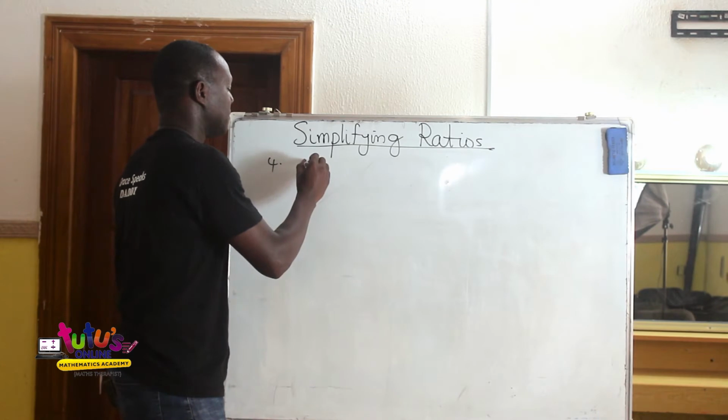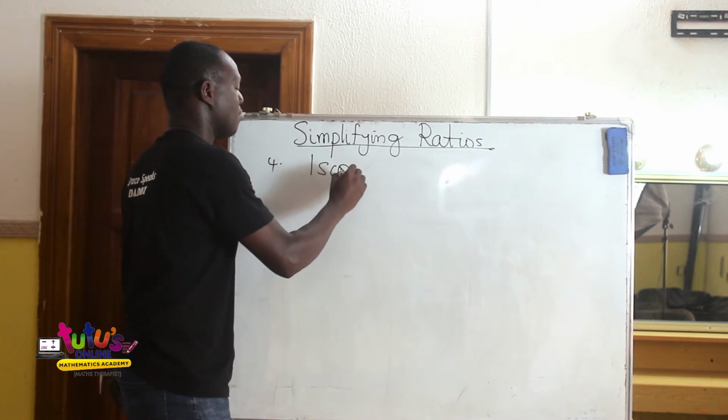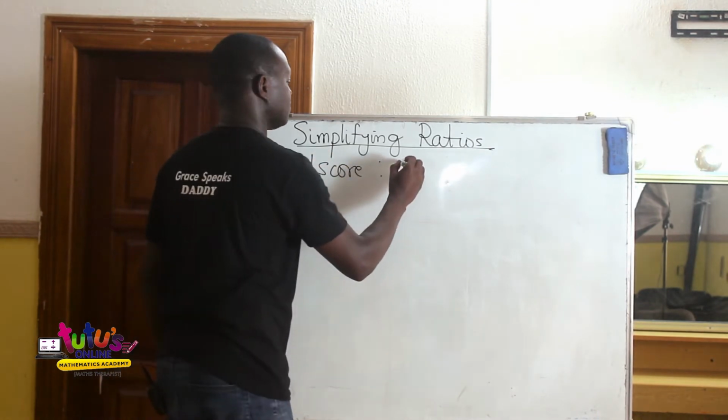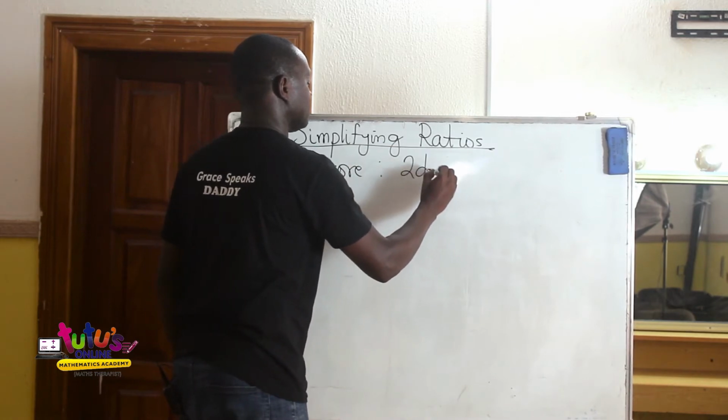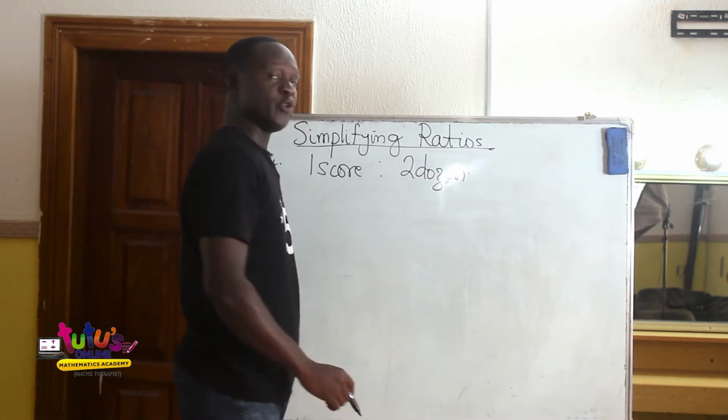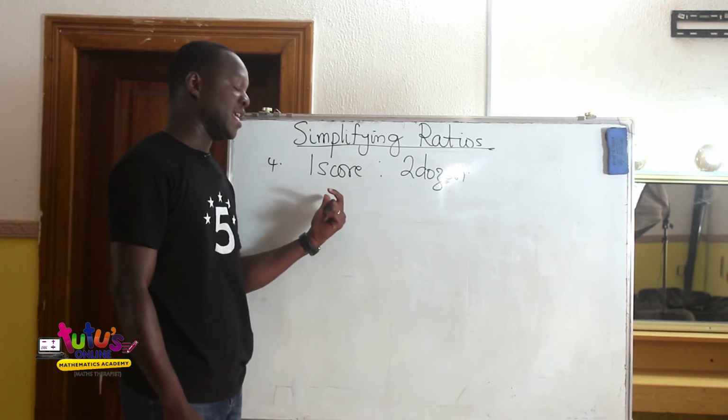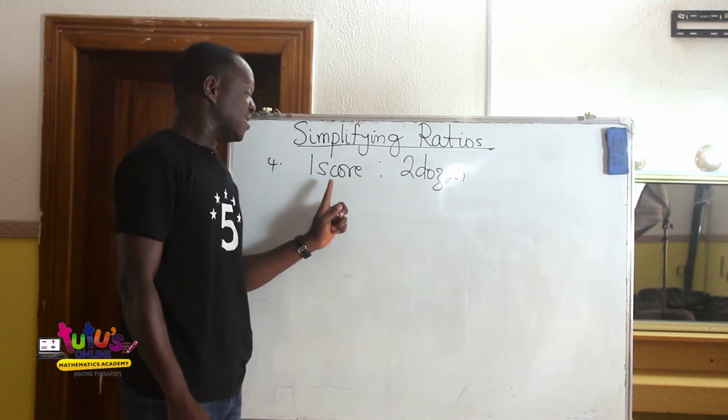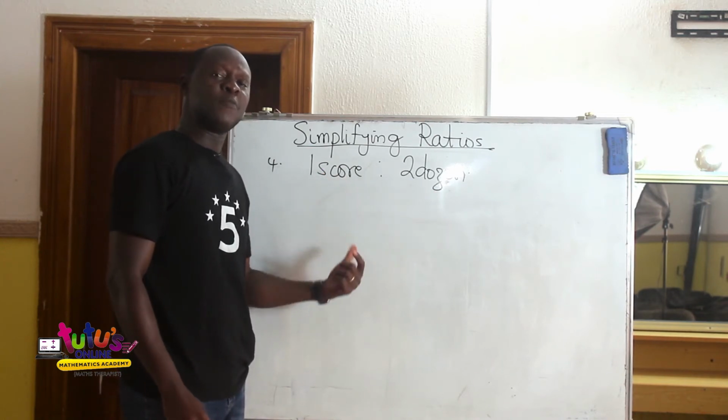We have 1 score ratio 2 dozen. If you take note, in this question, the units are not the same. We make them the same units.